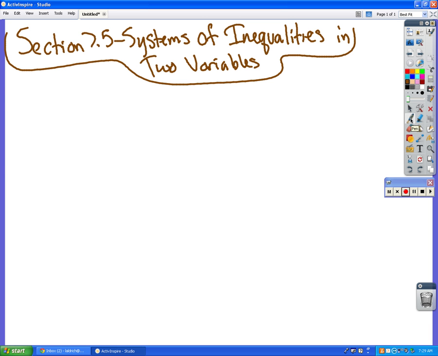Alright, so we're going to wrap things up today. Last section in the chapter. So we are going to do some things where we are solving inequalities in two variables. Before we were solving equalities in two variables.